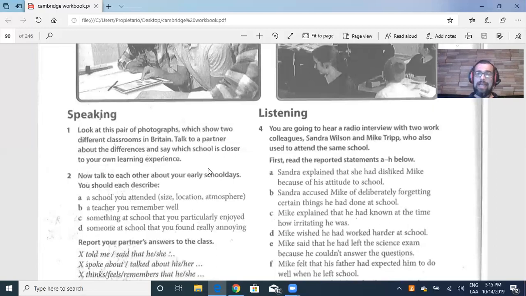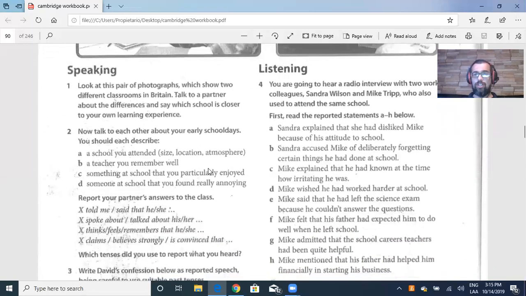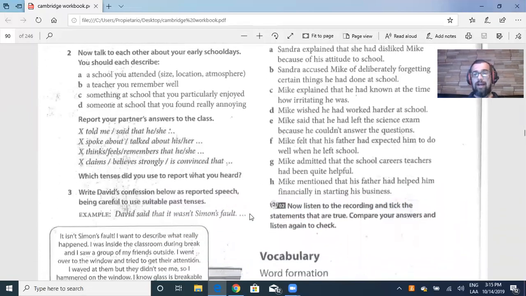So in this lesson, we're going to practice a little bit of the reporting verbs and the way to use them. In general, we are going to learn a little bit of reported speech today. So what they recommend here is for you to listen to these reported statements, A to H below, and then it says now listen to the recording and tick the statements that are true. Compare your answers and listen again to check. That's what we're going to be working on, and I will also send you the answers for these exercises. So let's pause the video for a moment, and then we're going to do the listening part.